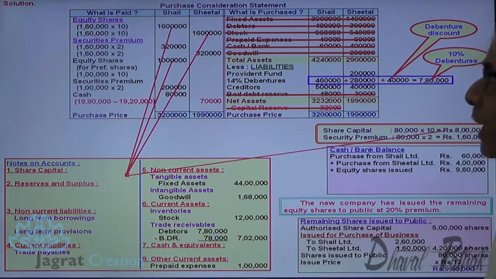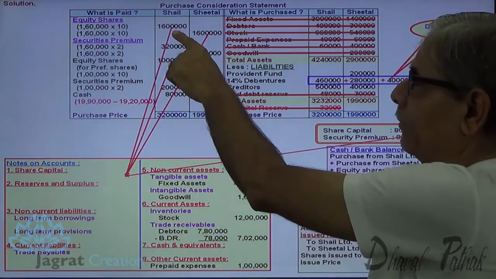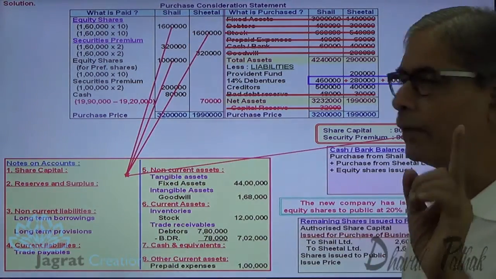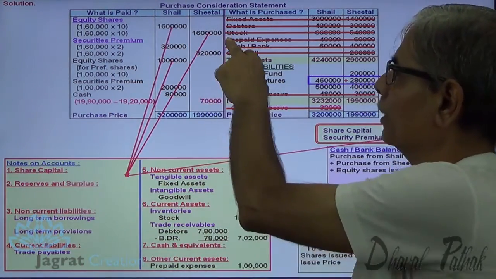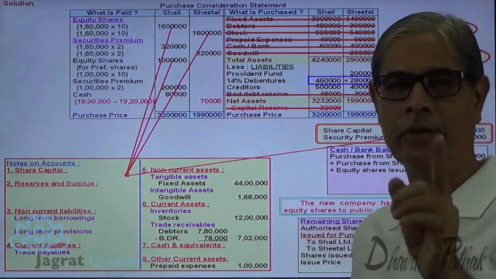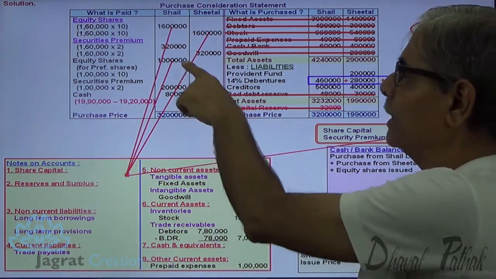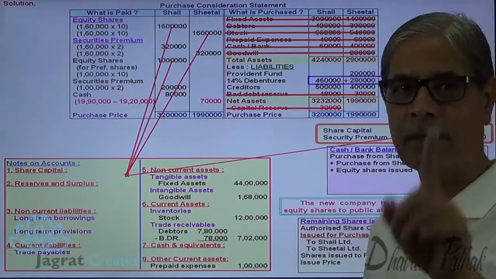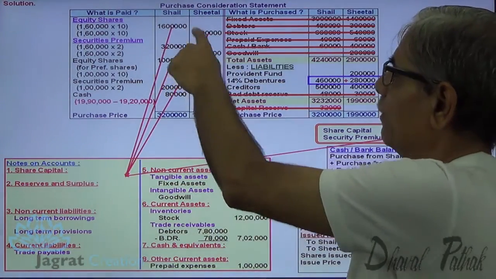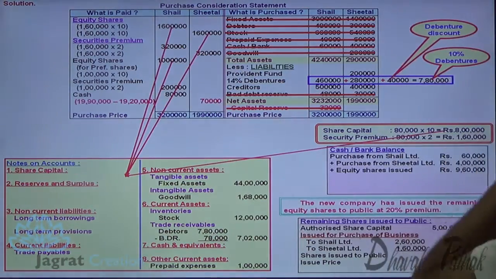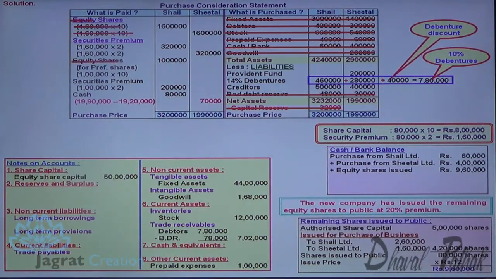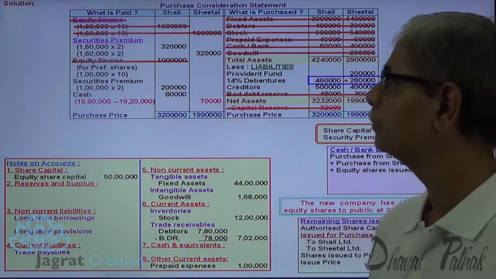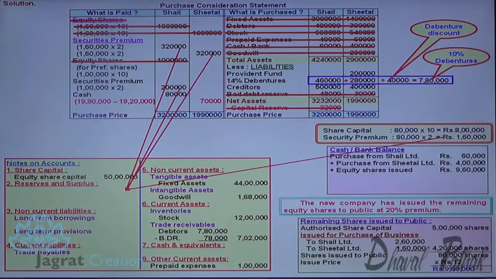Now what is the equity share capital? These shares are given to the equity shareholders of Shail Ltd. This equity share capital is given for the equity shareholders of Sheetal Ltd. These equity shares are given for the preference shareholders of Shail Ltd. So 1, 2 and 3, and these shares are given to the public. Total of this, 50 lakhs, is the equity share capital. Same way security premium is worked out at ₹2 per share.